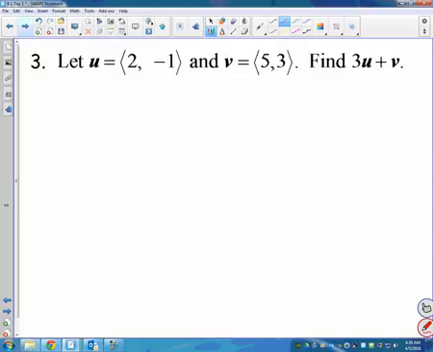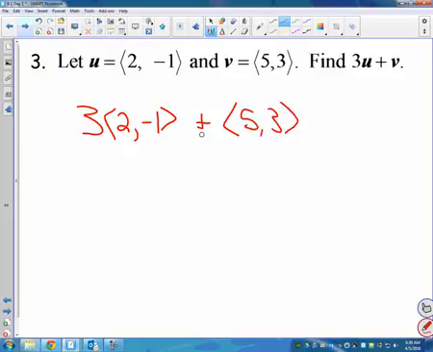To do that, I'm just going to show my work here. Probably you could just jump straight to the answer. But 3 times u would be 3 times the vector <2, -1>. And then I'm going to add that to <5, 3>. And again, not hard math, nothing like the proofs you have to do on your test. You just have to get used to the new notation and make sure you're using pointed parentheses. So this would just become <6, -3>.